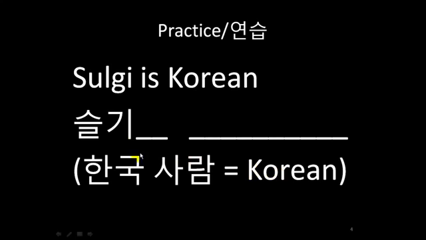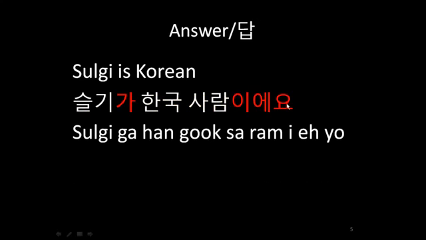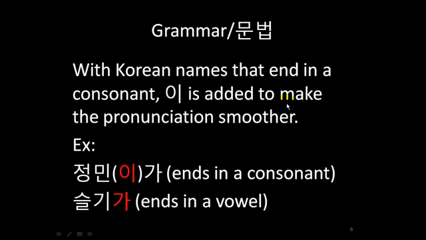So how would you construct the sentence 슬기 is Korean using the subject marker? It'll be 슬기가 한국 사람이에요. With Korean names that end in a consonant, 이 is added to make it easier to pronounce. An example is 정민이가. 정민 is a name that ends in a consonant, so 이 is inserted before the 가 to make it easier to pronounce. 슬기 is a name that ends in a vowel, so you don't insert the 이 before the subject particle 가.